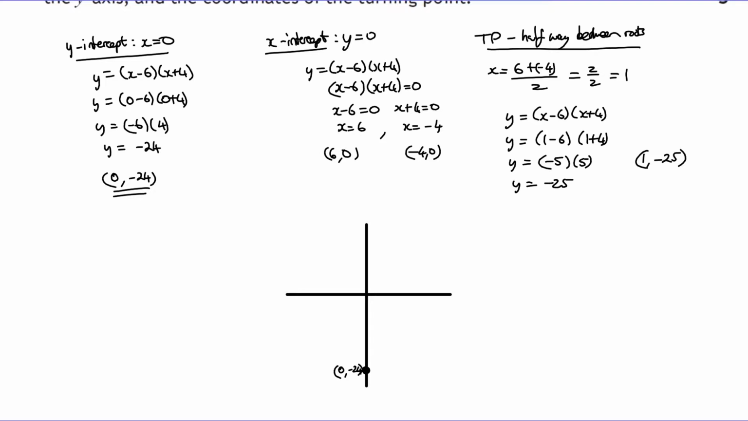We've got 6, 0, so let's say 6 along, 0 up, and negative 4, 0, so not quite as far along, so negative 4, 0. Okay, and we've got 1, negative 25, so 1 along, negative 25, that's just a little bit further down, so 1, negative 25. And you can kind of see the shape of the parabola of the quadratic here.